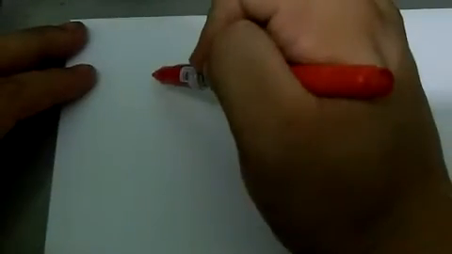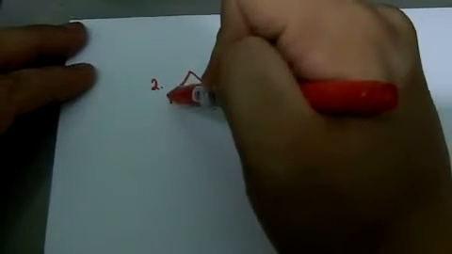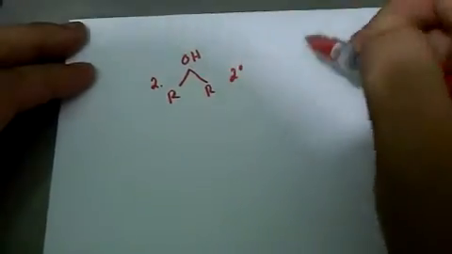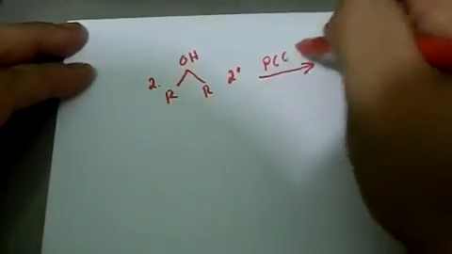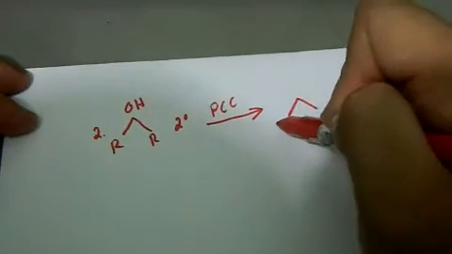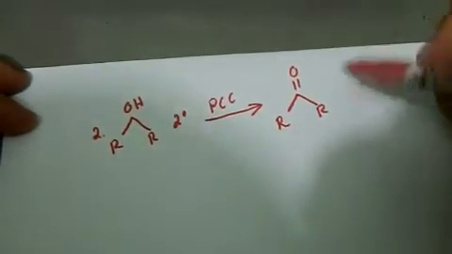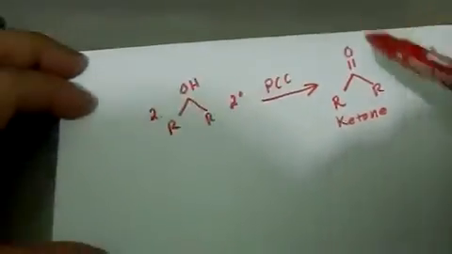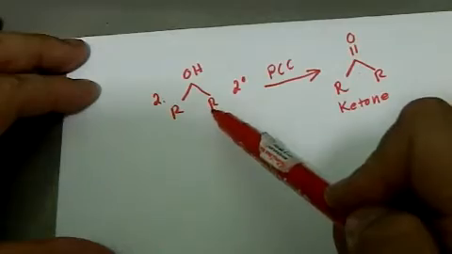Okay, let's try another one. Our second one, we're going to be using another alcohol. This time it's a secondary alcohol, and we're going to use PCC again. And the result of this would give us a structure that looks like this. And this structure, of course, is a ketone. Again, how do we get this structure from here? I'll show you what I do.